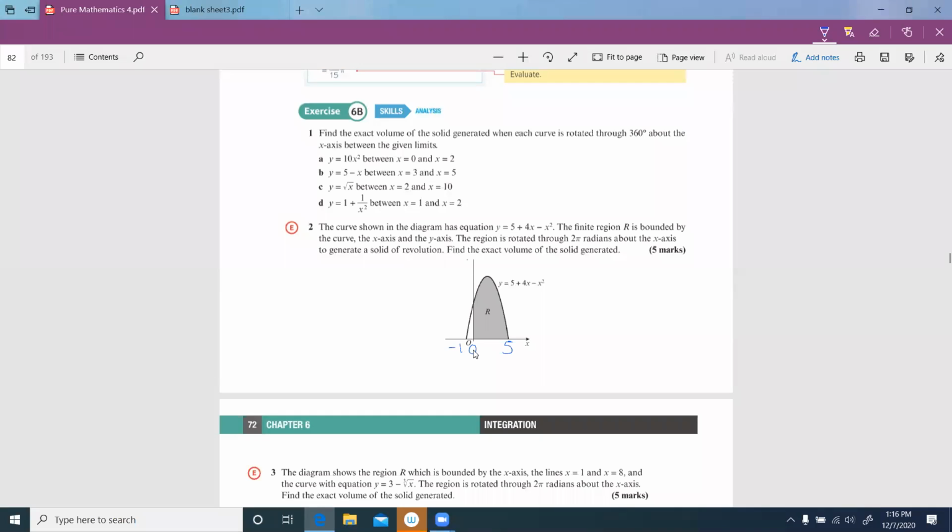So in this case, if you want to find the volume, what do you need to do? You have to integrate pi times the integration from 0 to 5 of (5 plus 4x minus x squared) whole thing squared. First you square this bracket, expand the brackets. After that you integrate from 0 to 5 and you can obtain this answer. That's a way of doing that kind of question.